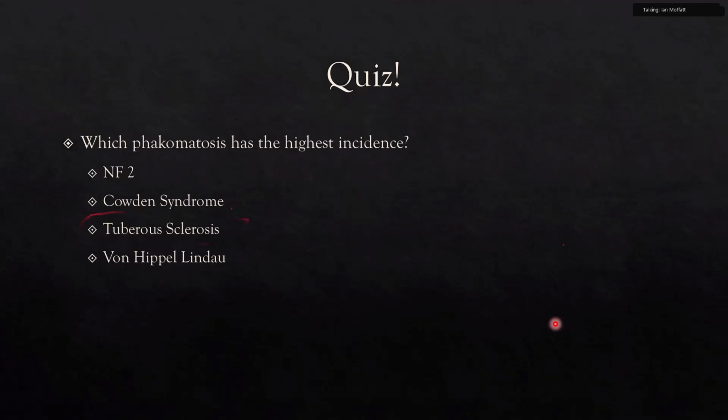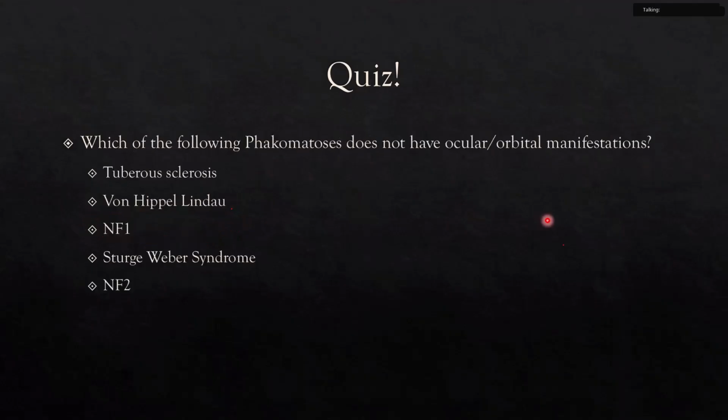Right, everyone's got their answers. So TS of these four is about 1 in 10,000. Neurofibromatosis type 1 is the most common, but of these four, tuberous sclerosis would be the most common. So the correct answer. Which of the following does not have ocular or orbital manifestations? Tuberous sclerosis, VHL, NF1, Sturge-Weber, or NF2? NF2? Correct.